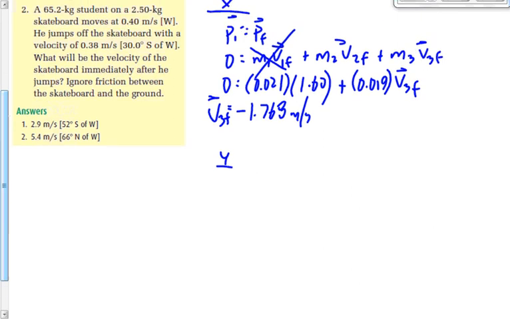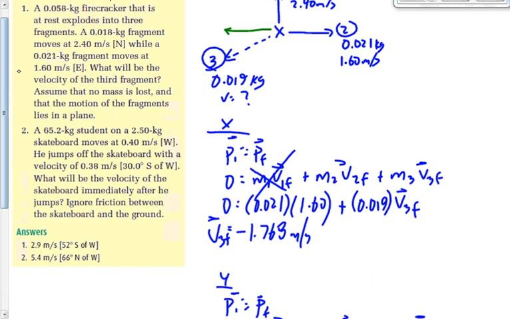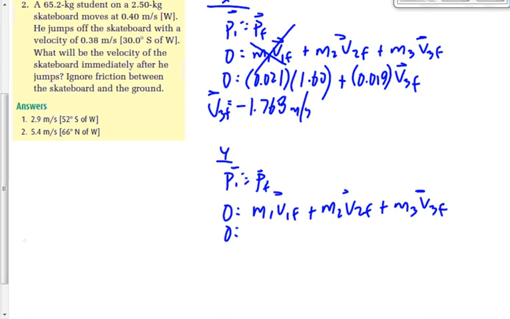Once again, we're going to say pi equals pf. Pi is 0 again. Pf is m1 v1f plus m2 v2f plus m3 v3f. 0 is equal to, what do we got here? We're dealing with the y's only and not the x's. How much of that 2.4 is y component? All of it. How much of this 1.6 is y component? None. So we're going to scratch off m2 v2f.